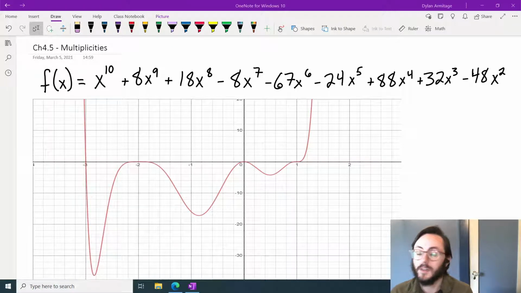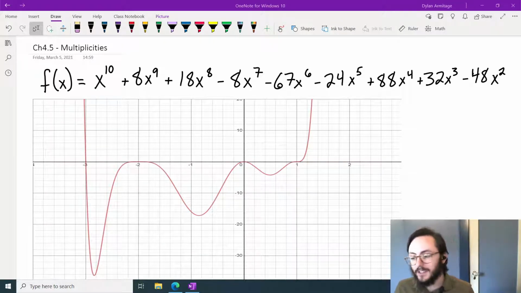Hey everyone, Mr. Armitage here, and in this video for Algebra 2, we are looking at the multiplicities of roots, so seeing what they look like. So here is a polynomial, a 10th degree polynomial, leading coefficient of 1, which is positive, so we see end behavior going up, tie it all together.